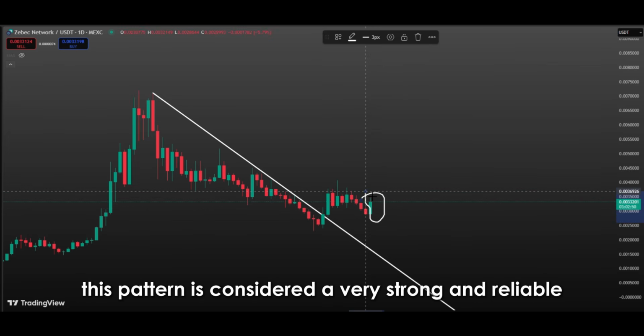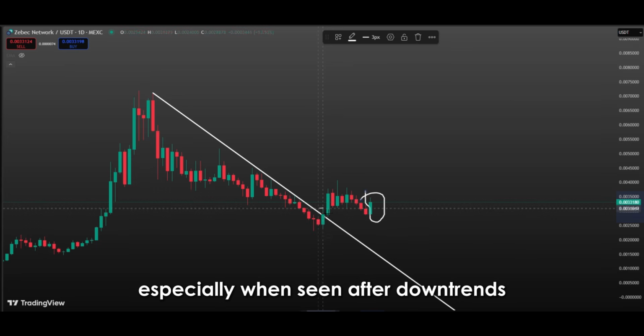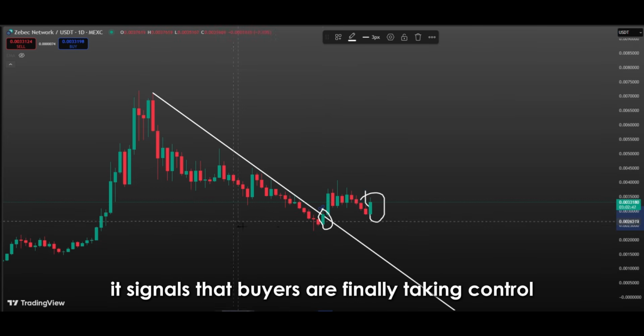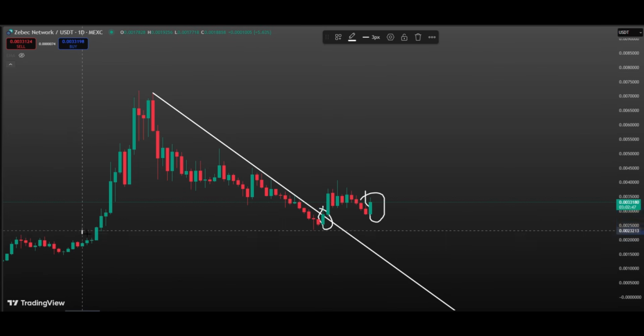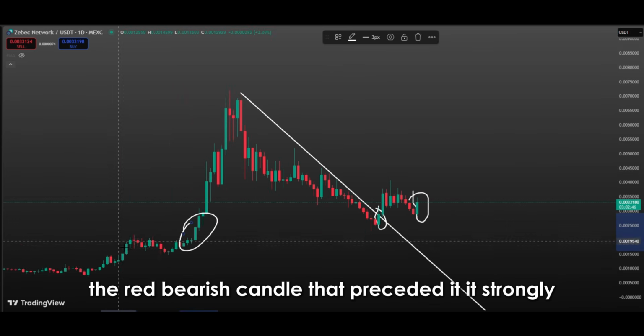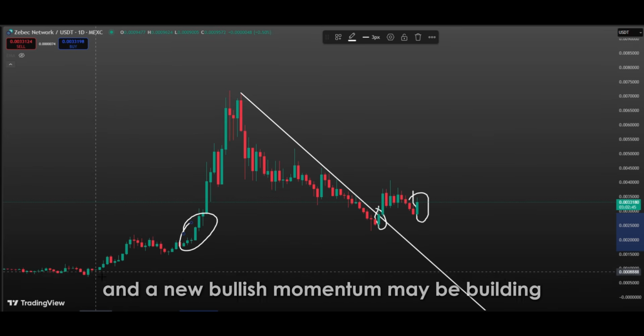This pattern is considered a very strong and reliable bullish signal in technical analysis. Especially when seen after downtrends or during periods of sideways consolidation, it signals that buyers are finally taking control and sellers are weakening. When the last candle completely engulfed the red, bearish candle that preceded it, it strongly suggests that market psychology has shifted and a new bullish momentum may be building.